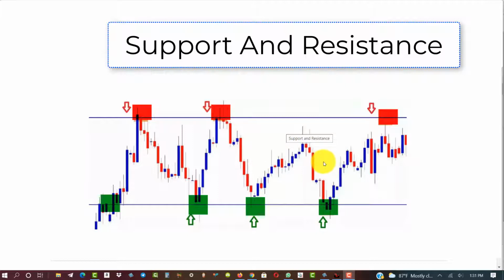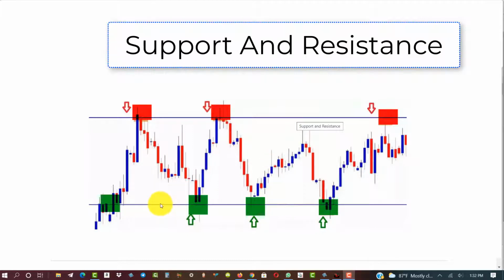Resistance is the level above price where price has reacted in the past, the level above price. And in the image I have over here, right on top here is your resistance, where you see these red arrows. This line here defines the resistance of this chart. The price got there before, reacted to this area and pushed right back down.